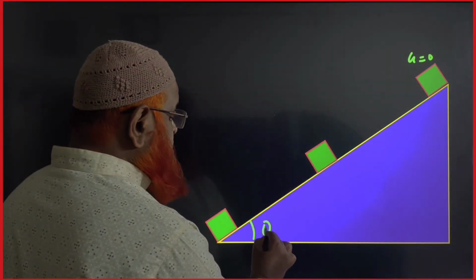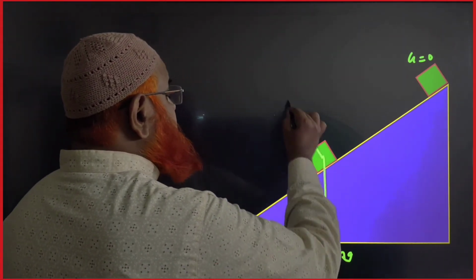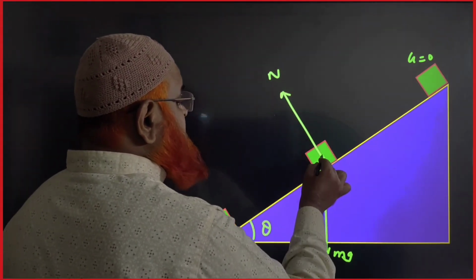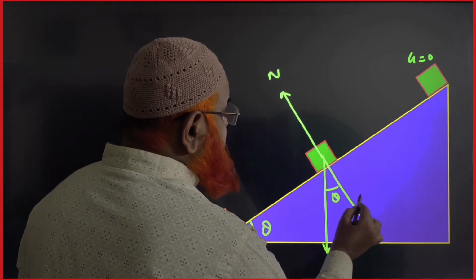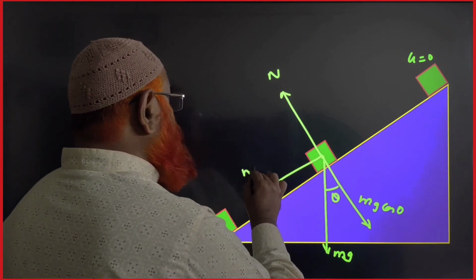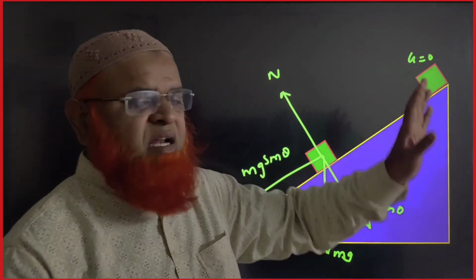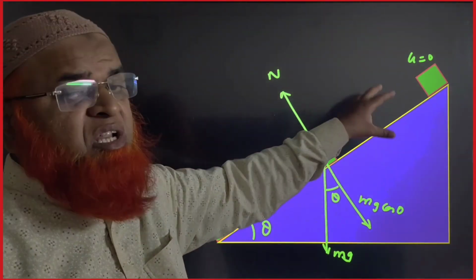You all know this is going to be angle theta. So here it is going to be mg. In this direction it is going to be the normal reaction. In this direction it is going to be theta. This is going to be mg cos theta. In this direction it is going to be mg sin theta. As there is no friction in this direction, there is no friction force here. It's only a smooth inclined plane.